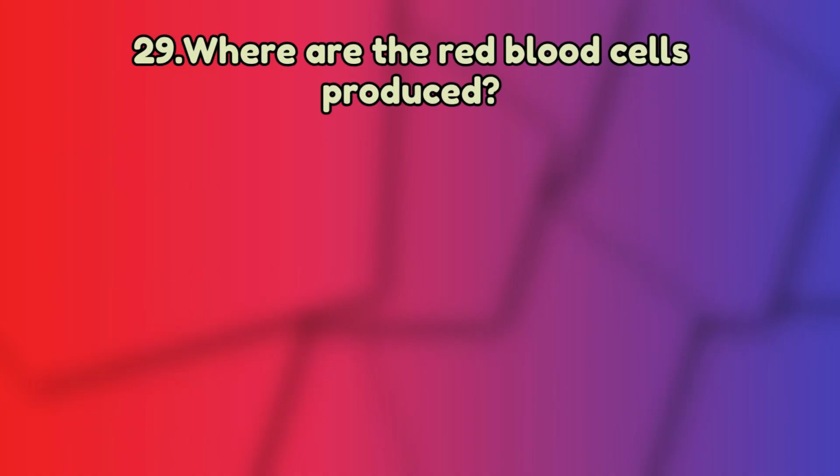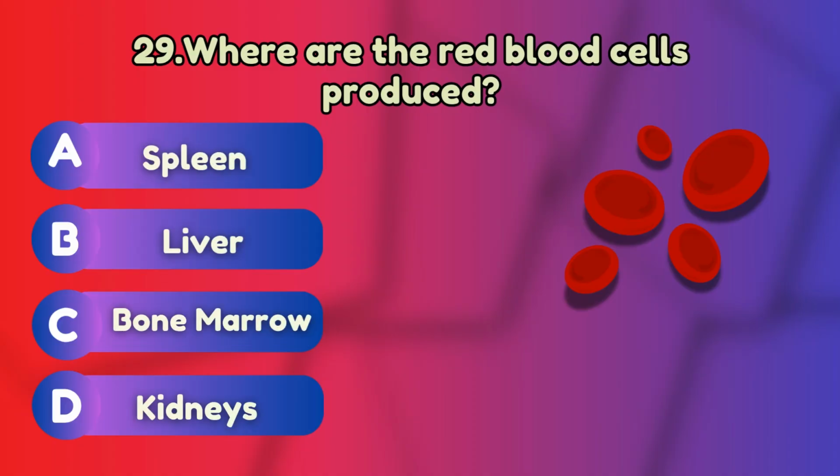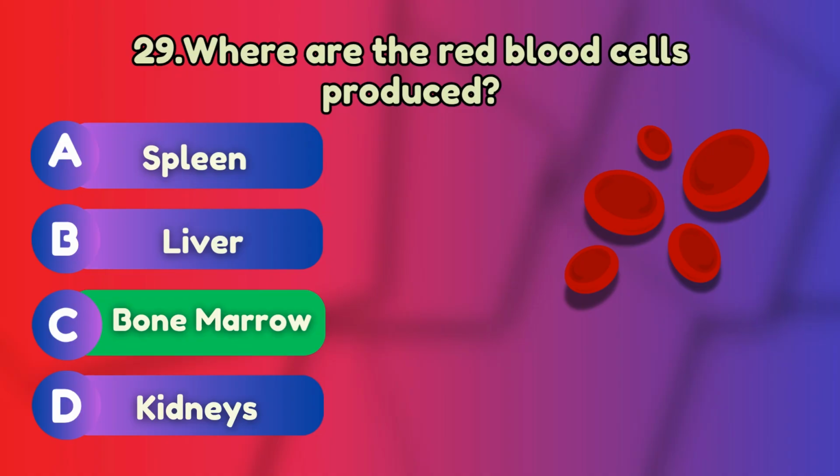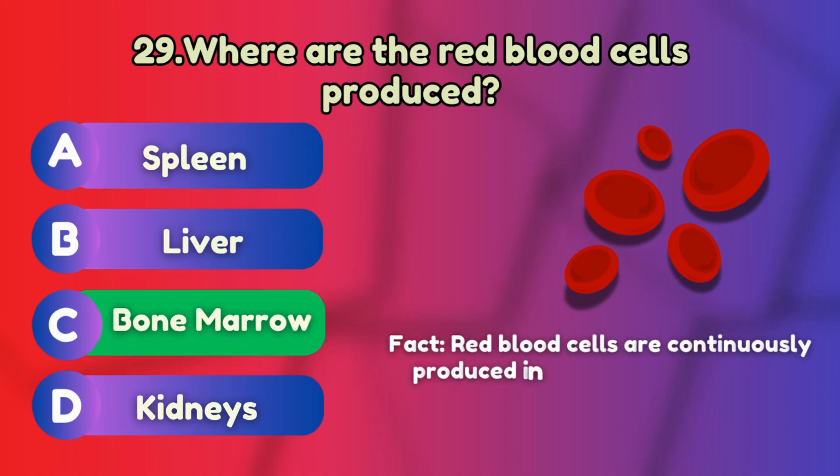Where are the red blood cells produced? A. Spleen. B. Liver. C. Bone marrow. D. Kidneys. Right answer, bone marrow. Fact: red blood cells are continuously produced in the red bone marrow.